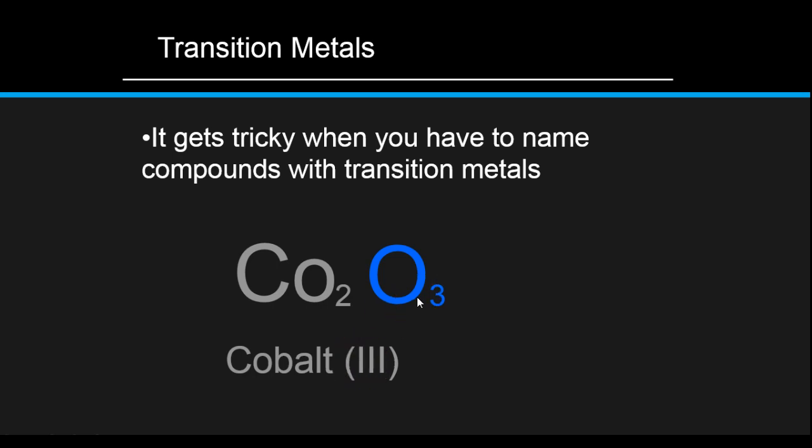So when I say do the crisscross rule backwards, what I mean is you take this 3 and you cross it back up to the cobalt, which tells you that cobalt has to be a +3 ion. That's why we put 3 in Roman numerals. The oxygen you don't do anything different with. You just call it oxide like normal.